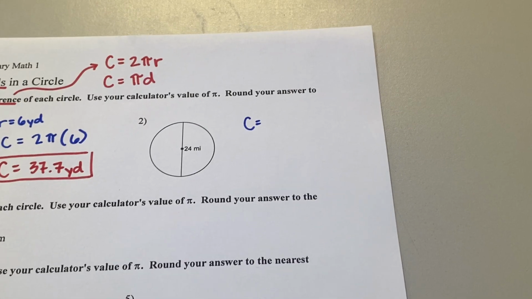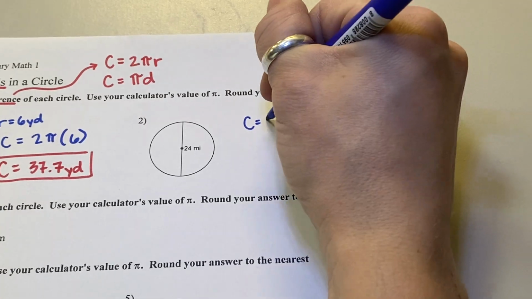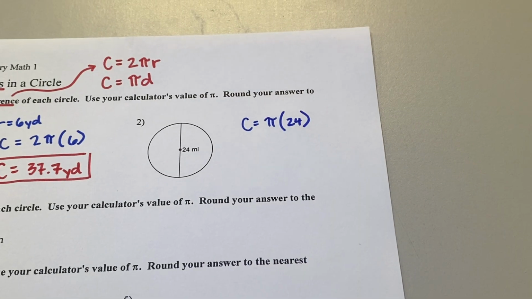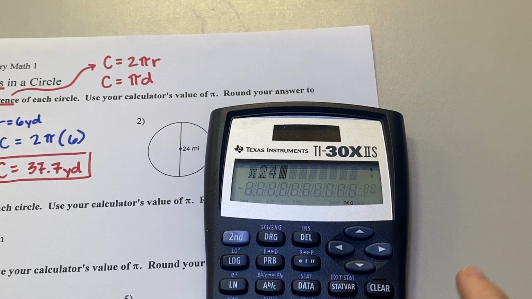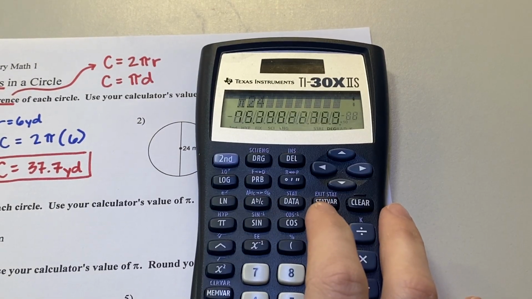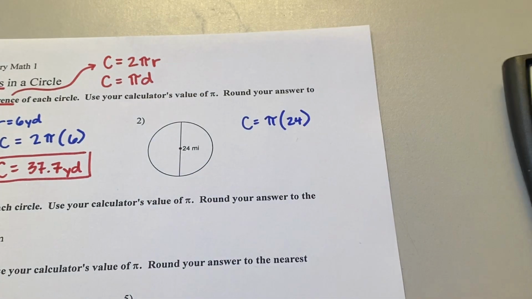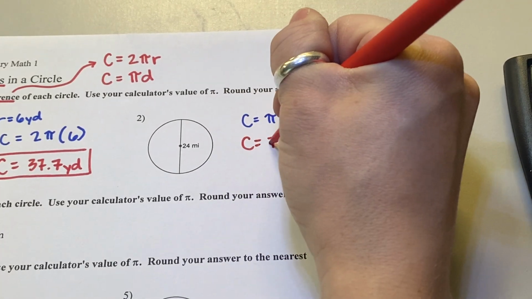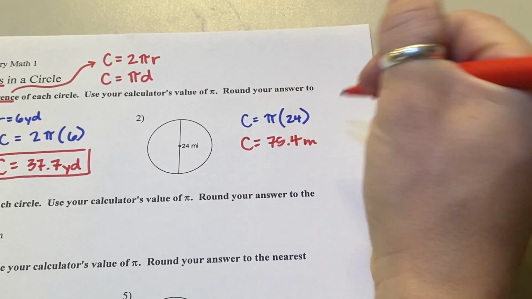Okay? So for this guy, I like just plugging in what they give me, right? So they gave me the diameter. I'm just going to take pi times my diameter of 24. Okay, what'd you guys get? Pi times 24. 75.4. Beautiful. Love it. Okay? 75.4 is our circumference. 75.4 what? Miles. That's a big circle.